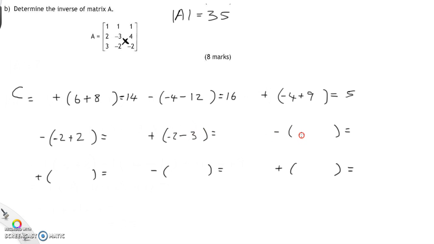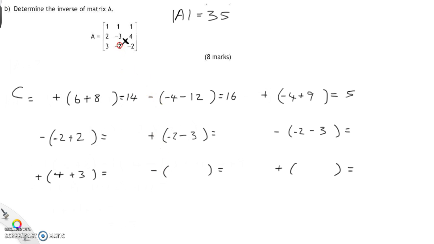Next one over here, we're at the 4. So we're going to have 1 times minus 2 is minus 2. Minus 1 times 3 is 3. Downstairs, we're looking at the 3. So it's going to be 1 times 4 is 4. Minus 3 times 1 is minus 3, so it's going to be plus 3.